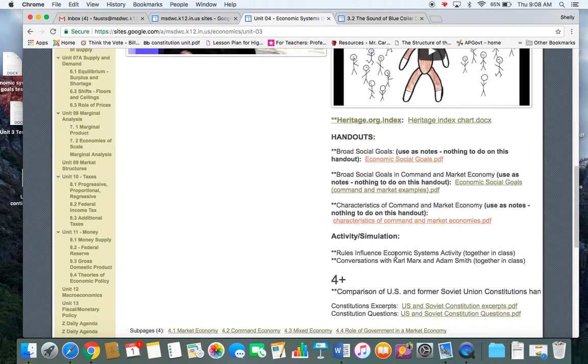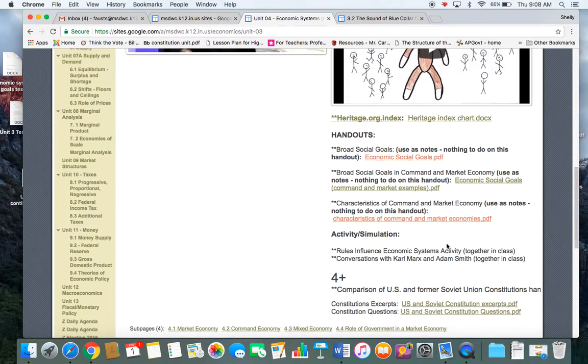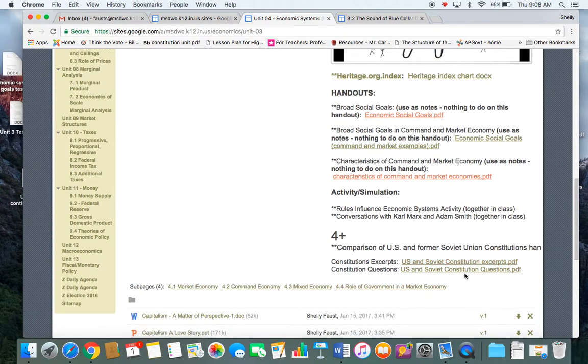We're going to do a couple of activities with this unit together in class. And those of you who are interested in the 4+, these are excerpts from the United States Constitution, the former Soviet Union's Constitution, and there are some questions that go along with that. So I'm going to add these questions somewhere on the test. So if you are interested in the 4+, make sure that you're looking at that and that you can understand the difference between a free market versus a command economy where the government is telling you and literally defining everything, not allowing for any private property ownership.